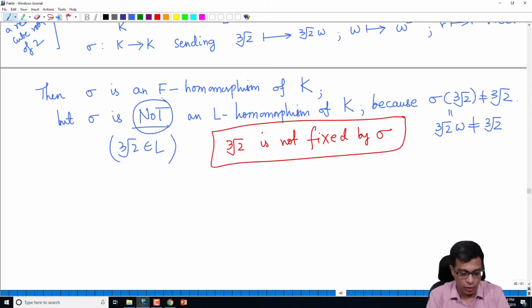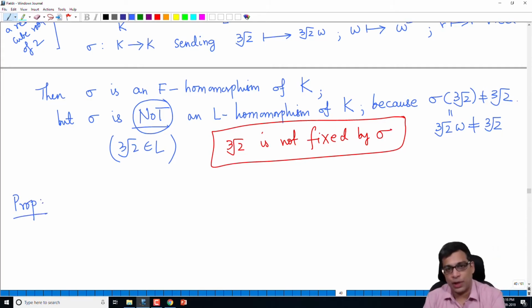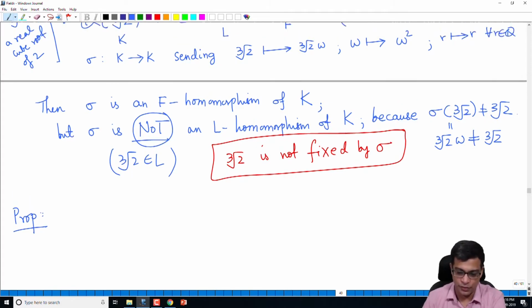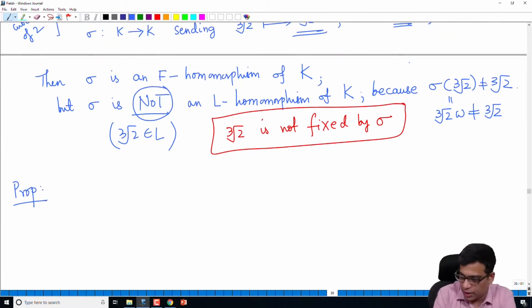So now I want to do a very important proposition, which will describe to us what are the possible images of elements for an F homomorphism, and that will also explain why I have chosen these particular images for cube root of 2 and omega. So let us take the following statement.